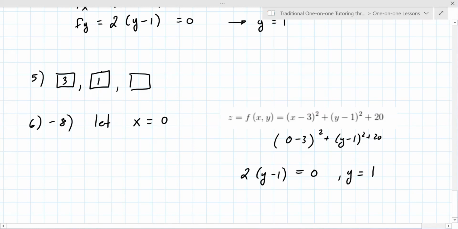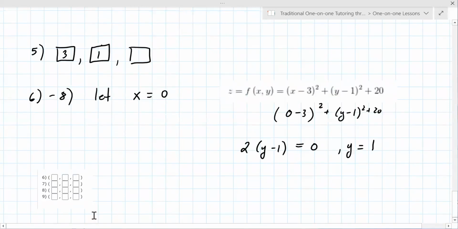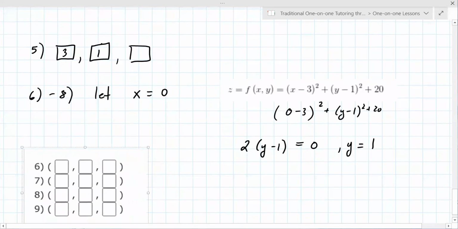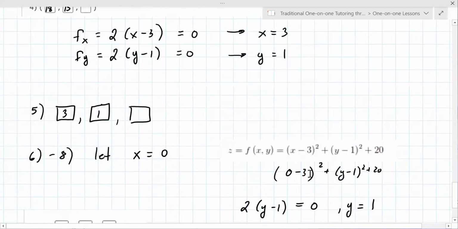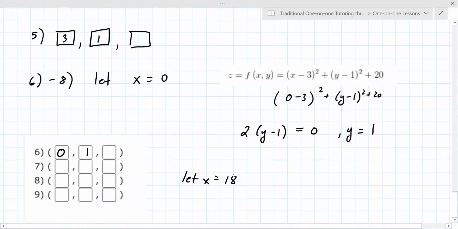Let me snip in those boxes. And then you just plug those two numbers back into the original equation to get z? Yes. Okay, so we don't know yet, but we're going to assume that these are our smallest ones, 0 and 1. But then you let x equal the other boundary. If you scroll up here, you see the boundary is 18. You let x equal 18.